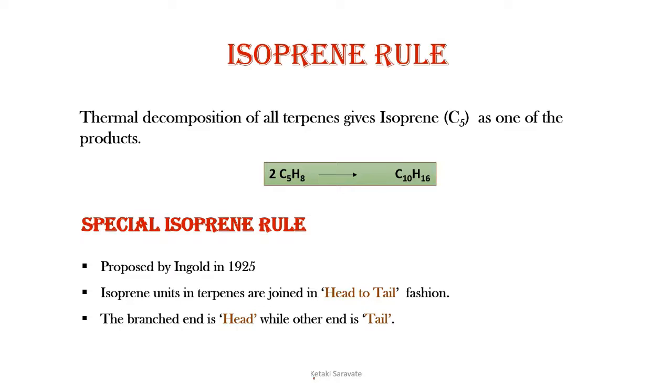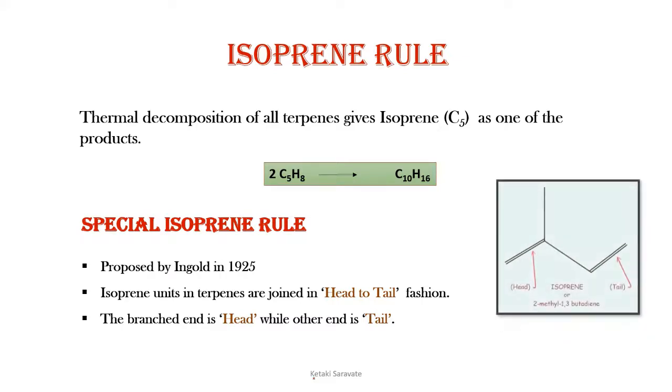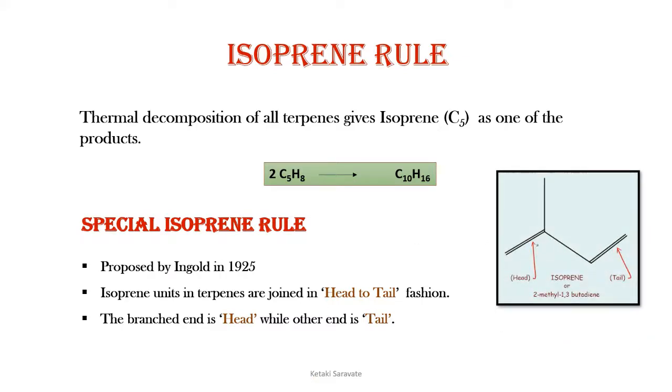Another rule, known as the special isoprene rule, was proposed by Ingold in 1925. It tells us that isoprene units in terpenes are joined in head-to-tail fashion. In the picture you can see this is a head part, a branched one, and this is a tail part.